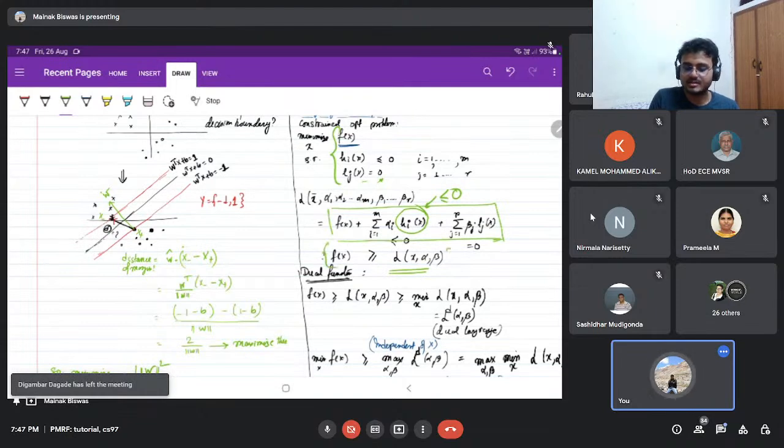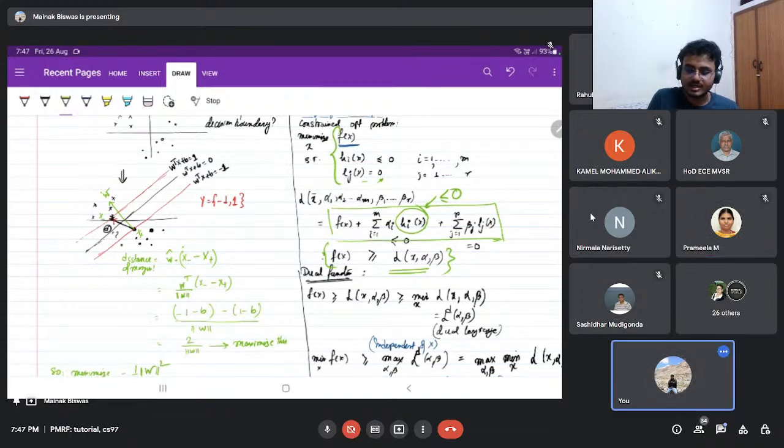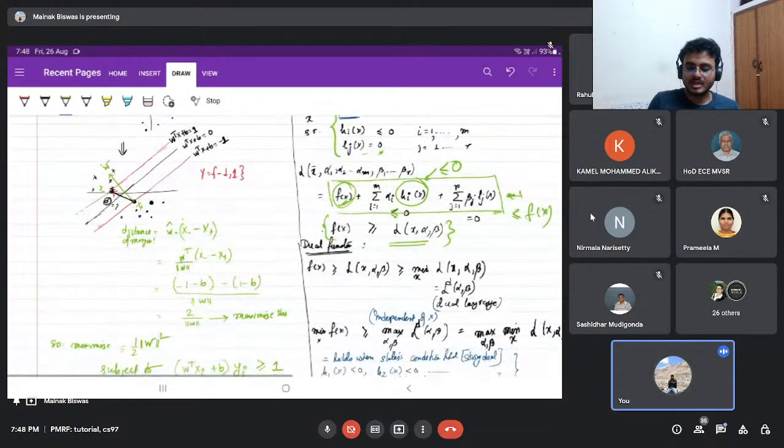Is this argument clear? So if this term is some f of x and this term is less than 0, it's negative. So this right hand side will always be less than or equal to f of x, which is just this term. You are adding some negative term to f of x, so that is less than your f of x. Is that okay? You add some negatives to the number, it's always less than that number, right? So that's what I've written.